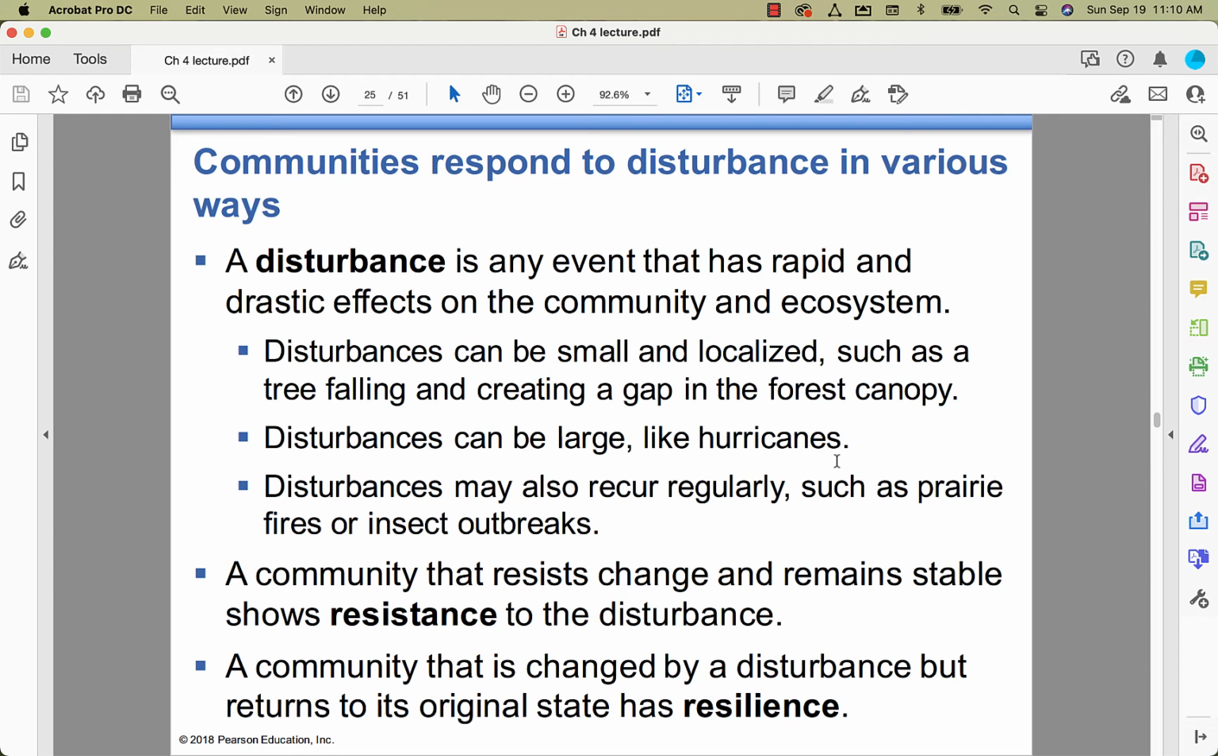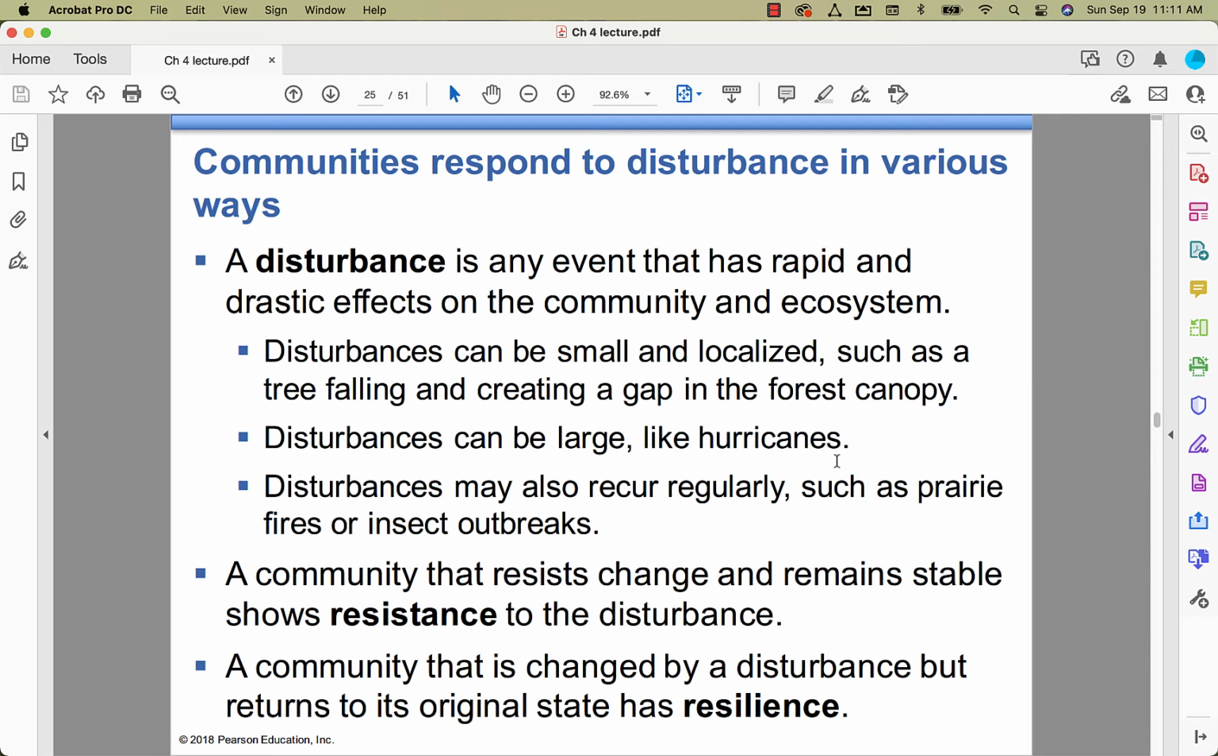A disturbance is any event that has rapid and drastic effects on a community and the whole ecosystem. Different communities respond to disturbances in a number of ways. And there are some examples. They can be small and localized. So when a tree falls in the woods, the forest canopy is all dark, but if a tree falls, there's a gap in the canopy. So that's going to change the ecosystem in the spot around where the tree fell. A disturbance can be large, like a hurricane or a flood, like we just went through. And disturbances can also happen regularly, like a prairie fire or an outbreak of insects.